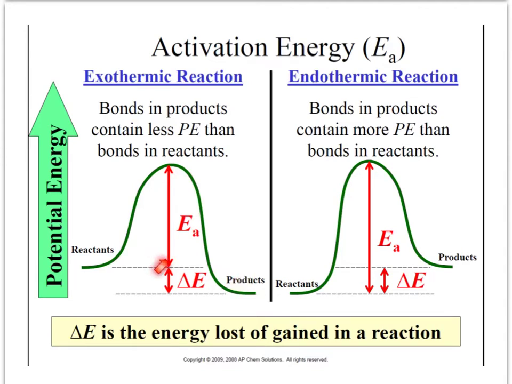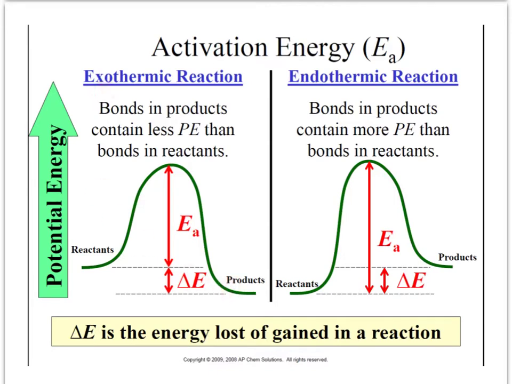If they don't receive at least this much energy, the activation energy to overcome that hump, reactants will never turn into products. And the way they can get that energy is from collision, so you heat up the reaction, they collide faster, and the energy from the collision has to be greater than the energy of activation in order to form the products.